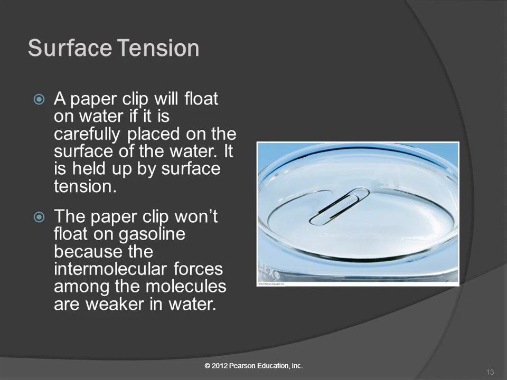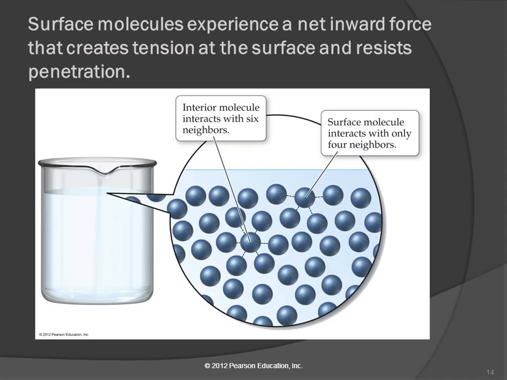Other things like alcohol or gasoline, which are liquids, will not hold up a paper clip because they don't have as strong surface tension as the water does. So how does surface tension work? Here's an illustration of particles in a liquid. And here we have a particle in the interior of the liquid, and it is interacting with all of the molecules that are near it. And here we're just looking at a two-dimensional cross-section.